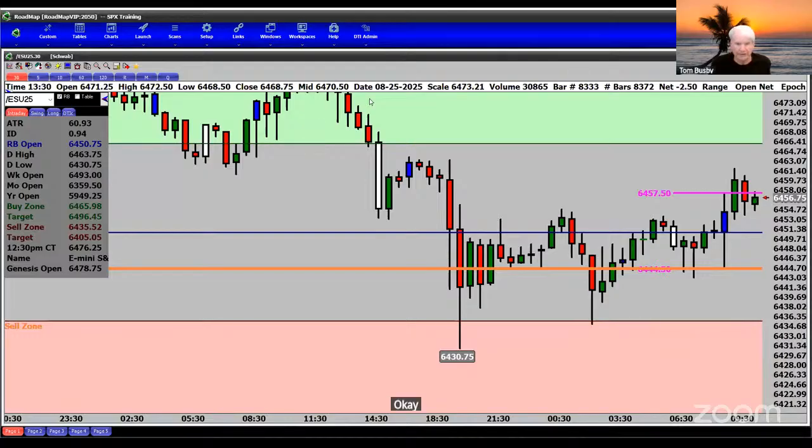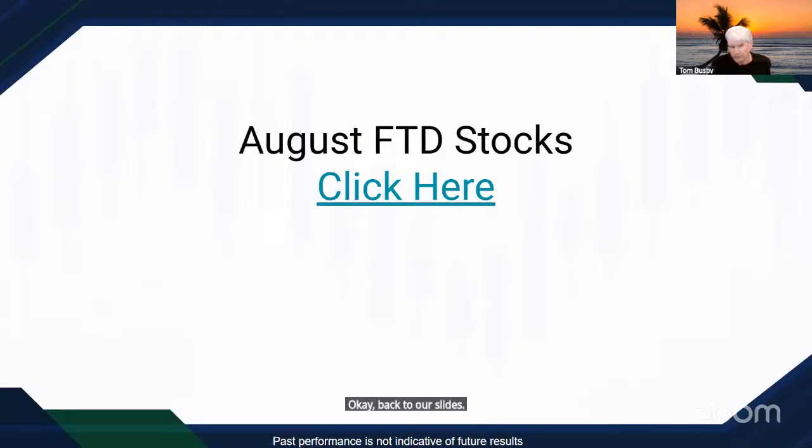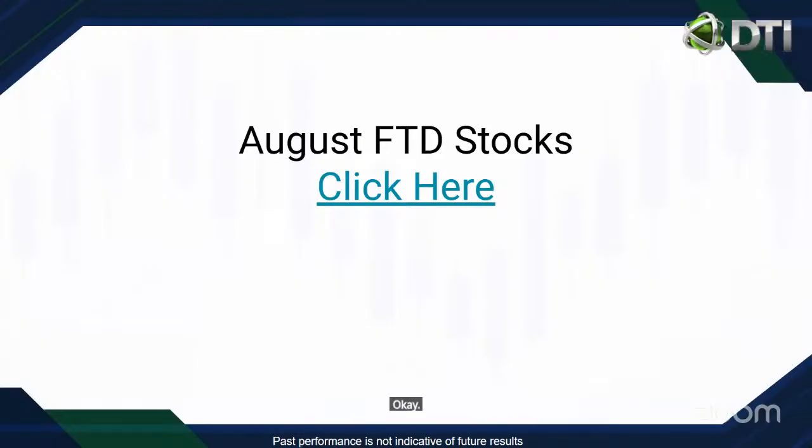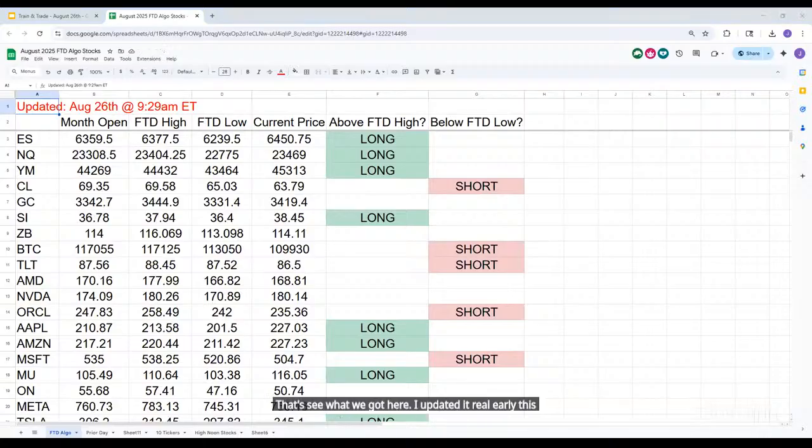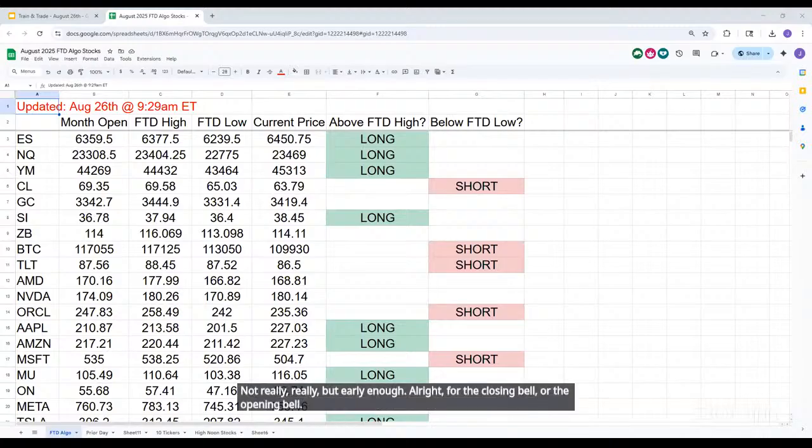Okay, back to our slides. All right, Jonathan, this is your section. Why don't you cover this? Okay, we'll get it updated. Let's see what we got here. I updated it real early this morning. Not real early, but early enough. Right before the closing bell and early opening bell. Get it updated again.